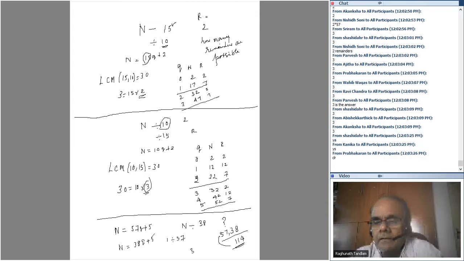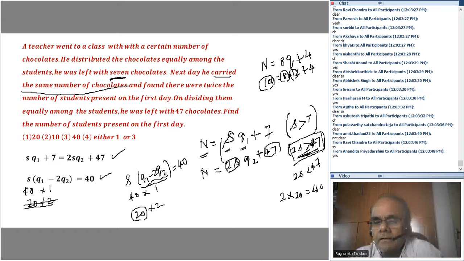Are you clear here? Why? Amit, what is not clear to you? Amit Tadani, what is not clear? Right, we'll go to the next question.